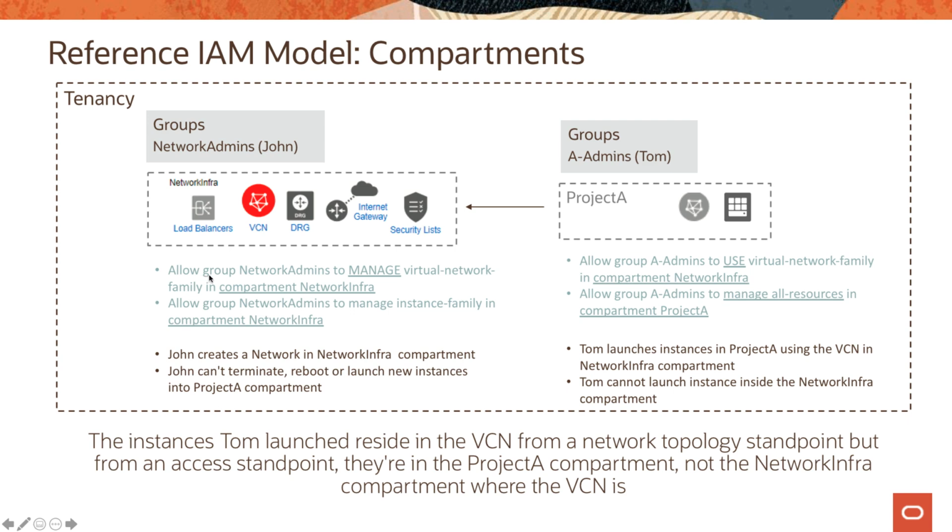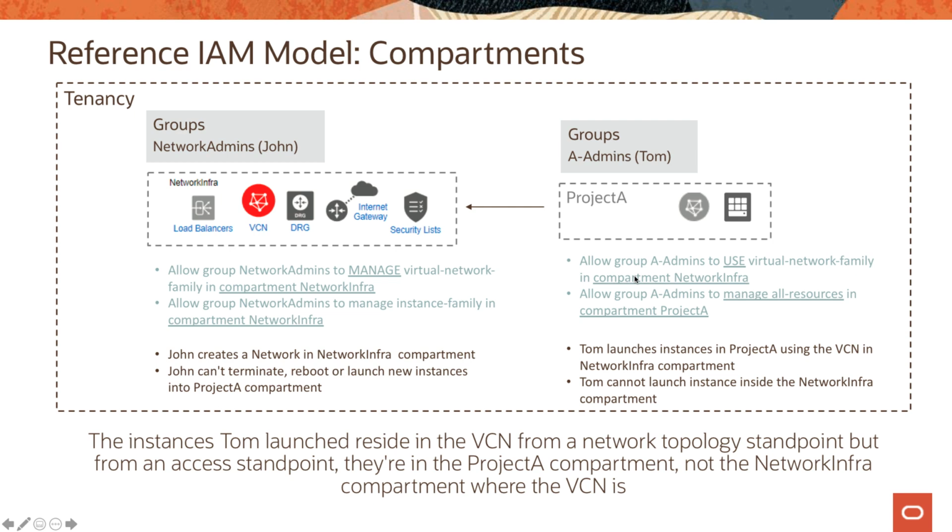There is a policy that allows network admins group to manage the virtual network family in the network infra compartment. So this policy is attached to this particular group on this particular compartment, and then there is a similar policy to manage instance family in the compartment network infra as well. So virtual network as well as instance family, everything can be managed by members of this group, and John is a member of this group. And on the other side, we see two policies as well, on the group called A-admins. Tom is a member of this group.